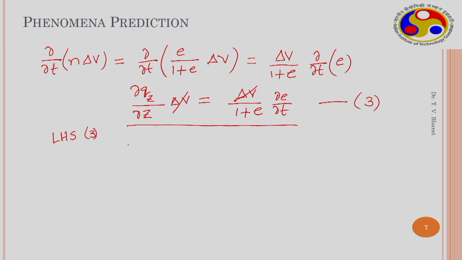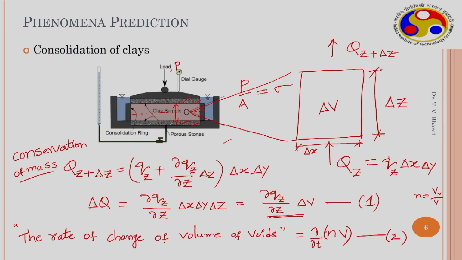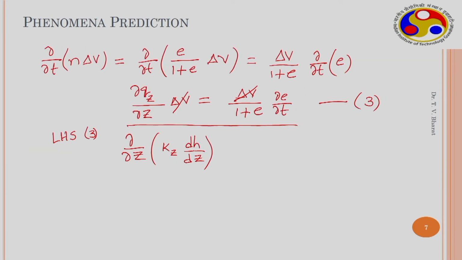can be written as dou by dou Z of, if Darcy's law is valid, then Qz can be represented as Kz into dH by dz. Because when the load is applied, the gradient is available only on one side in one direction, that is either upward direction or downward direction. So you have gradient that is available only in the vertical direction, that is Z direction.